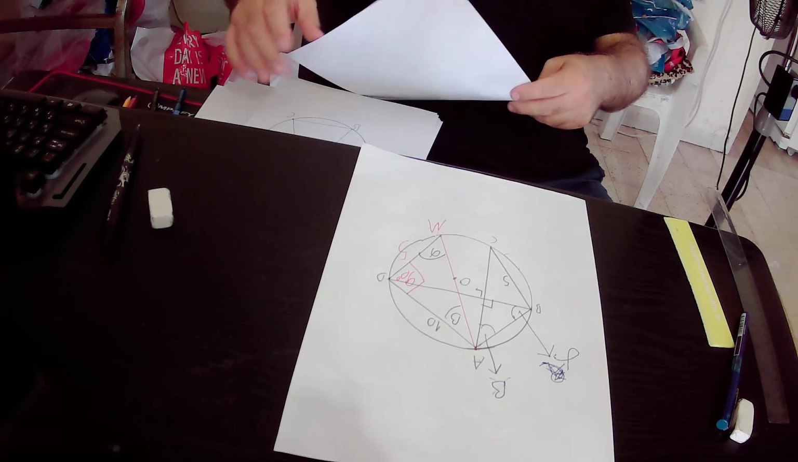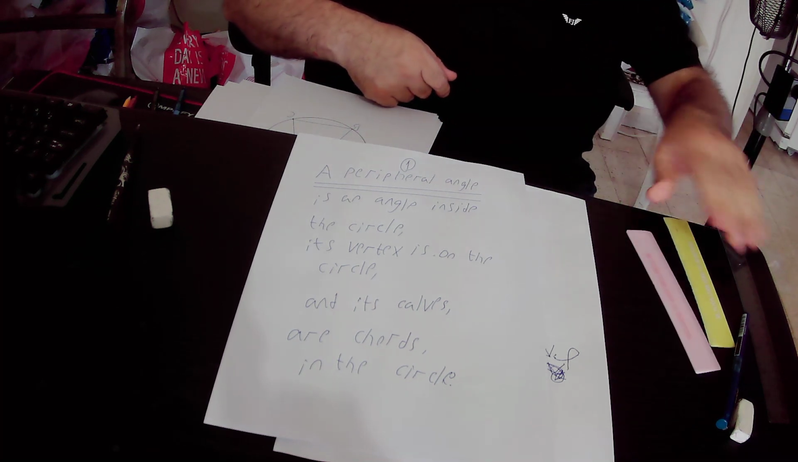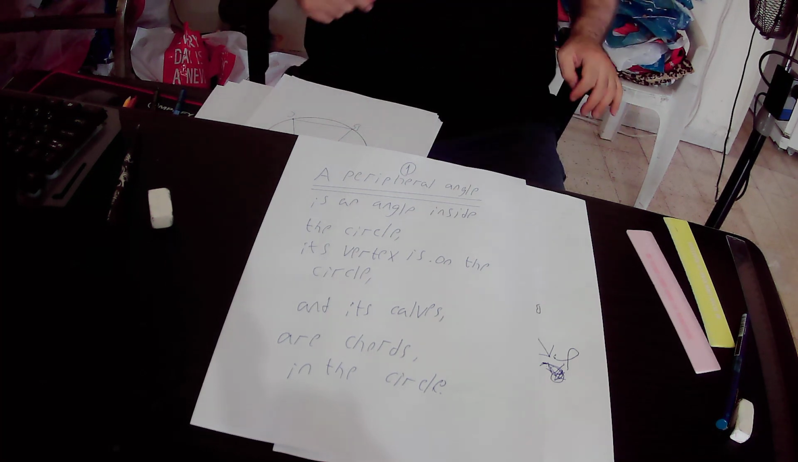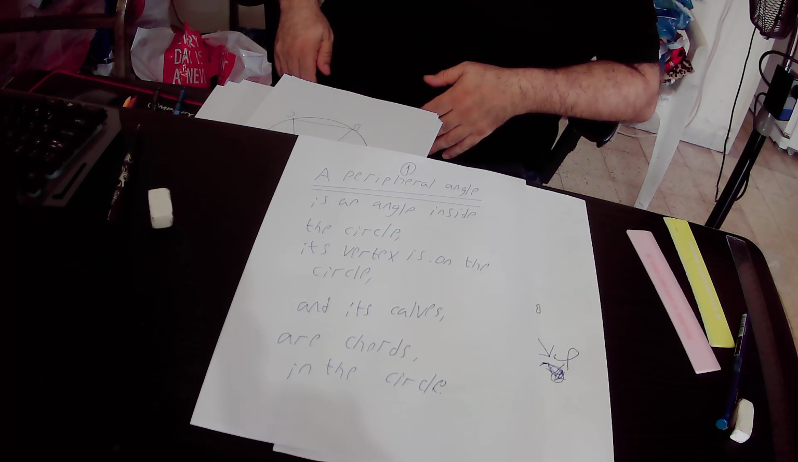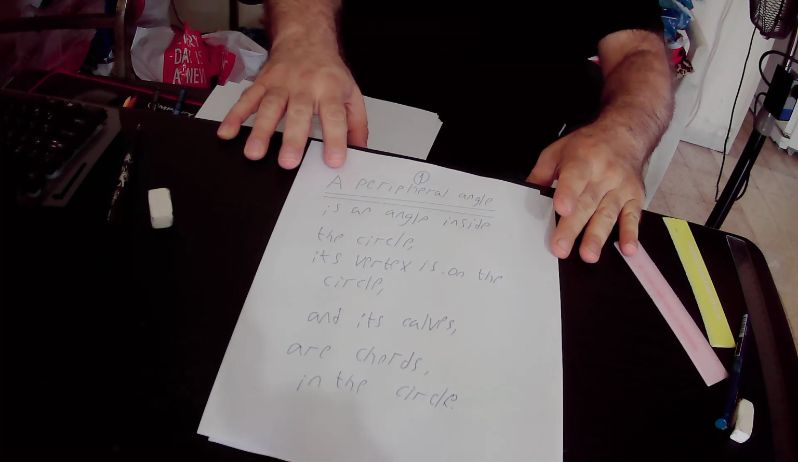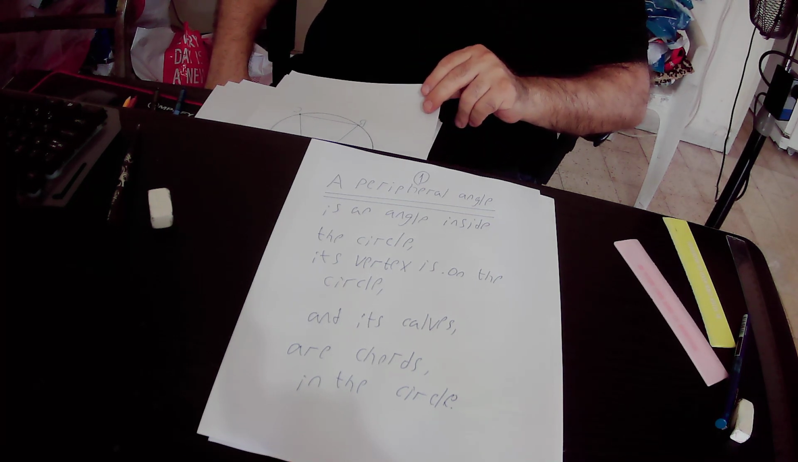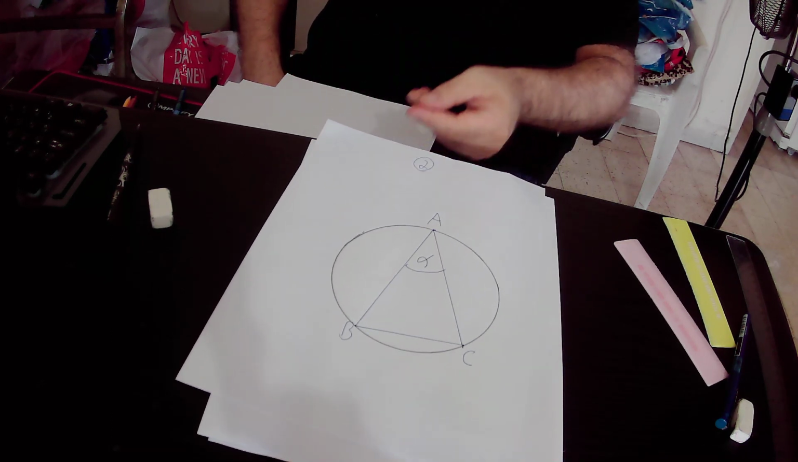The definition of a peripheral angle: a peripheral angle is an angle inside the circle. Its vertex is on the circle and its sides are chords in the circle. Okay, so I gave you an example of a peripheral angle.